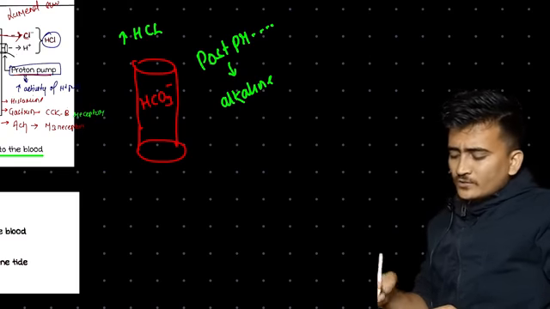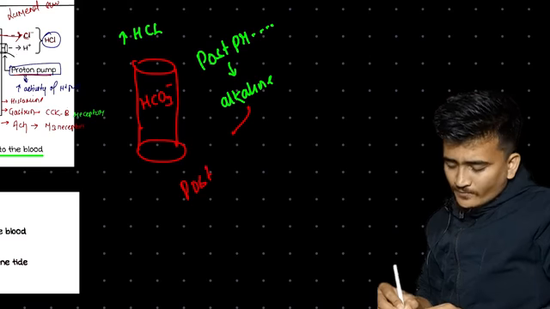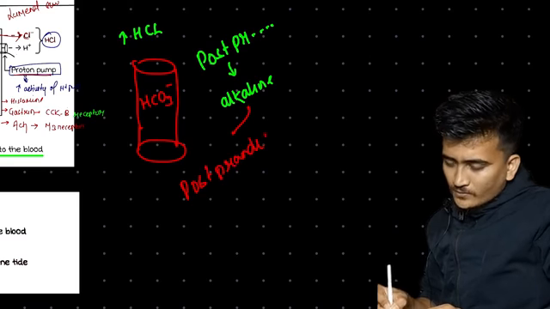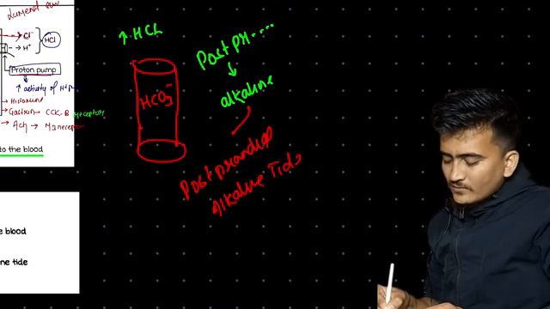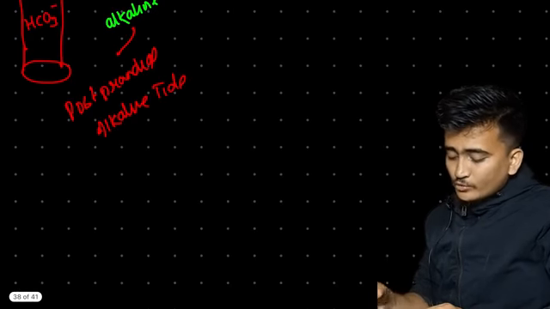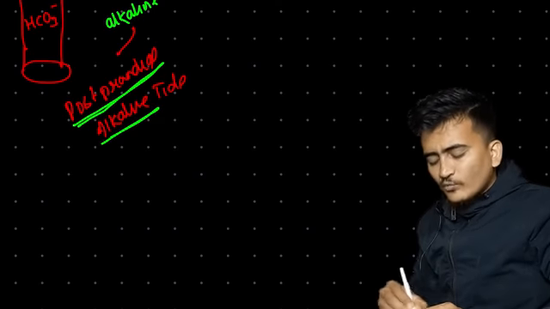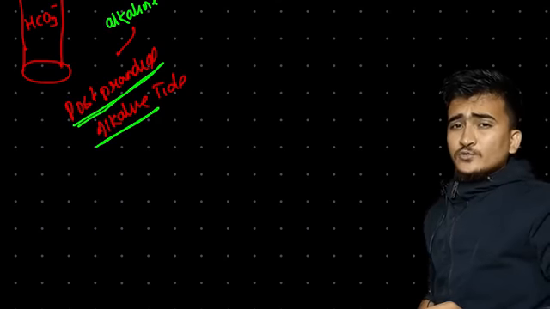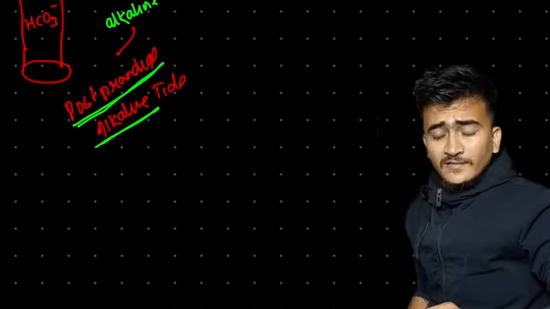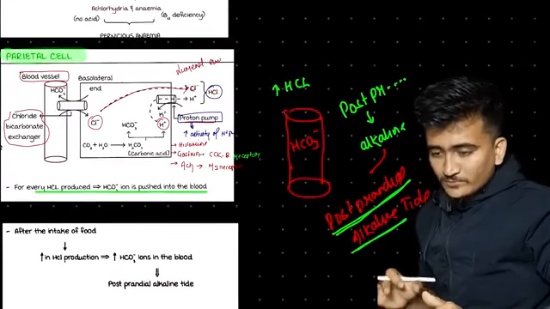So this condition is called the postprandial alkaline tide. How did this name come? Postprandial, because it is happening after the food intake. Alkaline, because there is a high accumulation of bicarbonate ion in the blood vessels, or there will be an alkaline condition. That's why. So this is one important concept that we need to know.